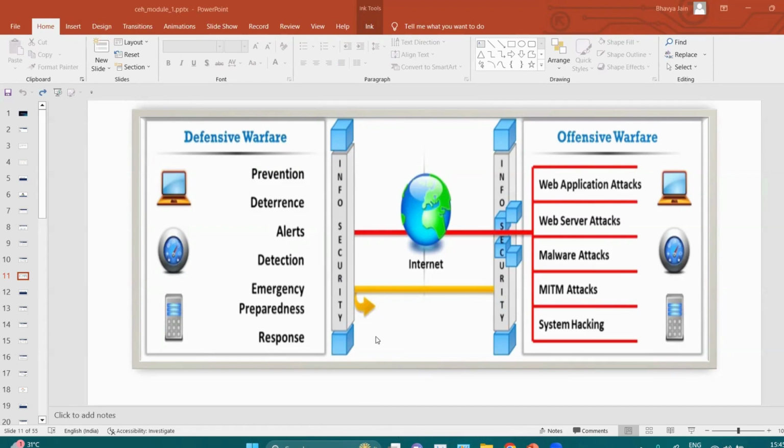In the offensive, we apply web application attacks, we apply attacks on web servers, malware attacks, man in the middle attacks, and system hacking. And some like mobile hacking, system hacking, server hacking, etc. So offensive is something which is attacking, and defensive is something which is protecting.